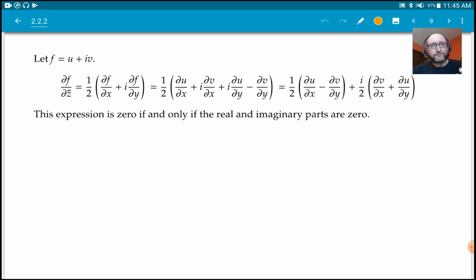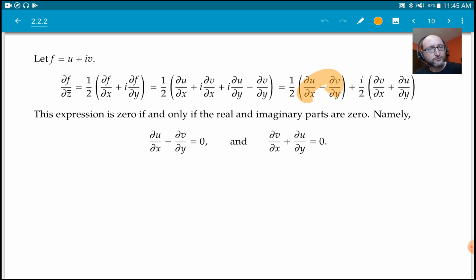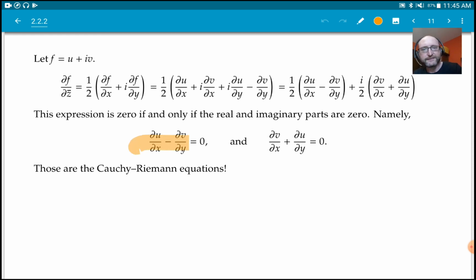Now, this expression, df dz bar, is 0 if and only if the real and imaginary parts are 0, right? I mean, it's a complex number, so it's 0 if and only if the real and imaginary parts are 0. What are the real and imaginary parts? Well, the real part is 0 if and only if I have this. The imaginary part is 0 if and only if I have this, right? Well, these are precisely the Cauchy-Riemann equations, right? These two equations we saw are precisely what we needed to have a holomorphic function, right?